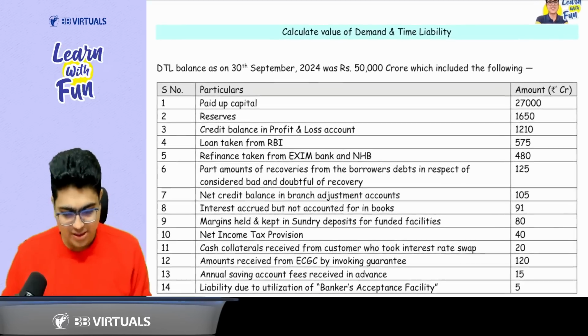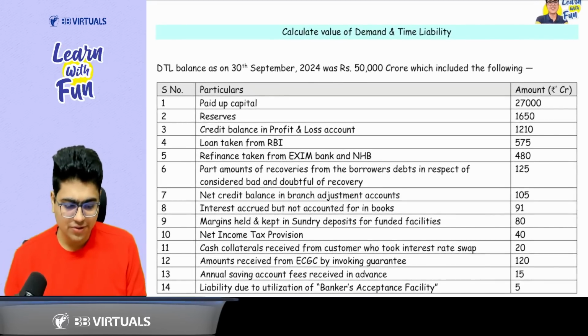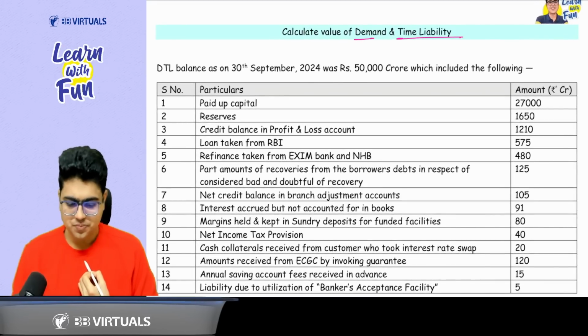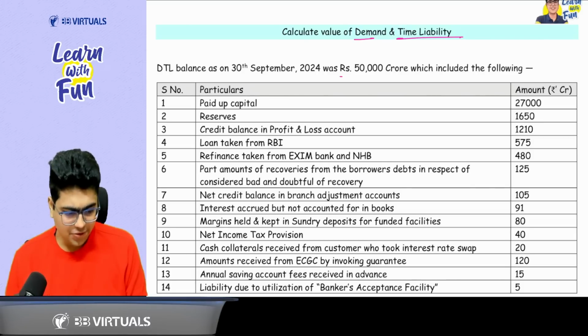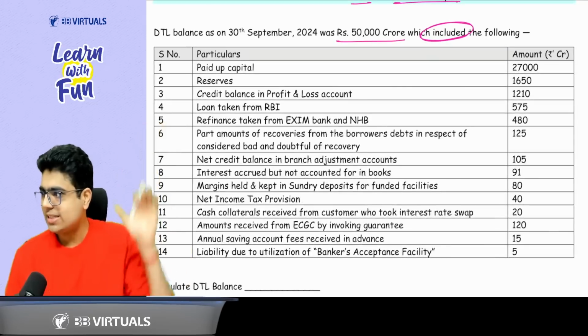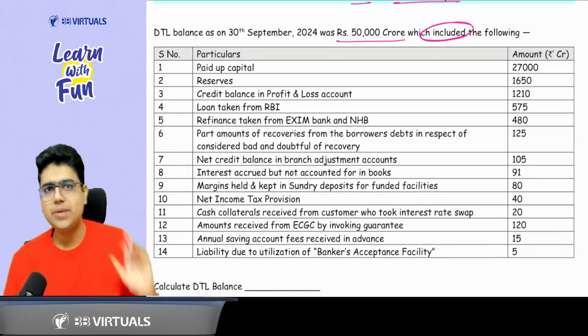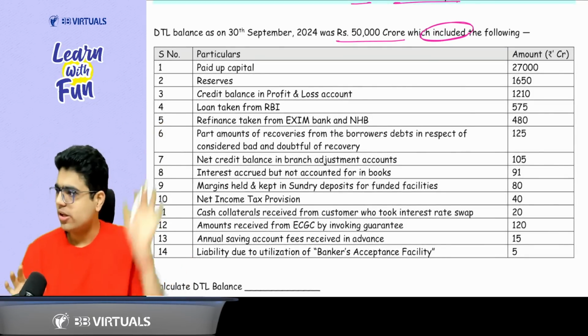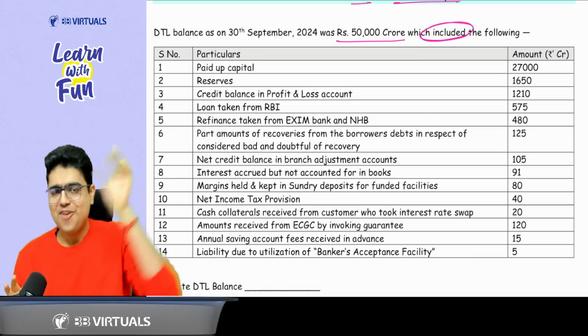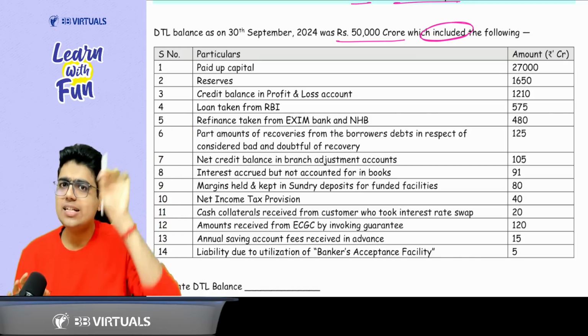Now everyone focus here. Let's focus on the calculation of the value of demand and time liability. Sir, DTL balance as on 30th September was 50,000 crore, which included the following. So all these things are already included in the liability. So included means whatever you are required to exclude, you just need to exclude that.